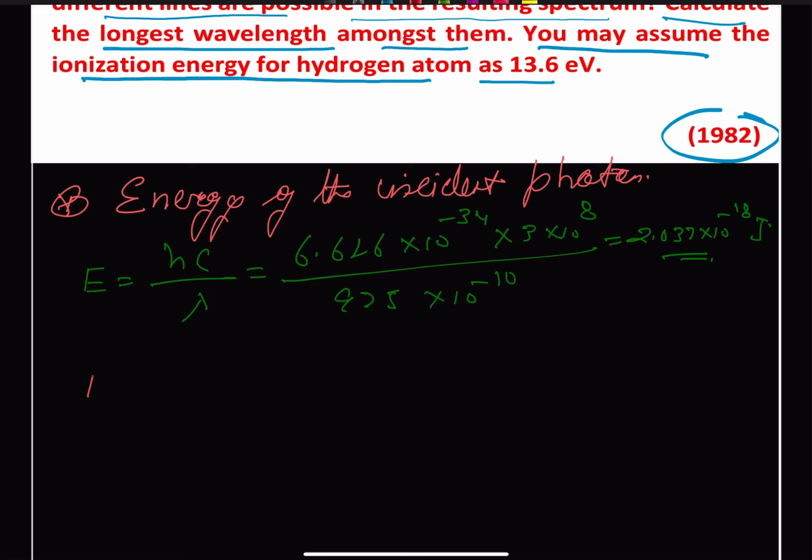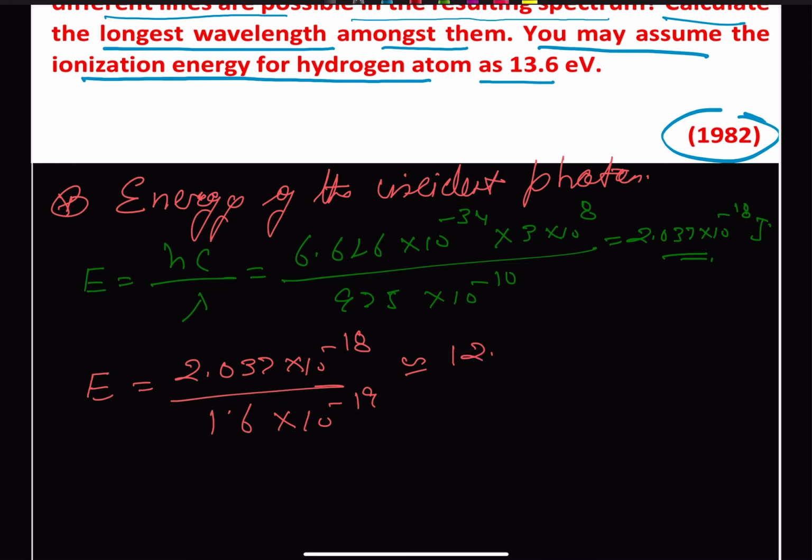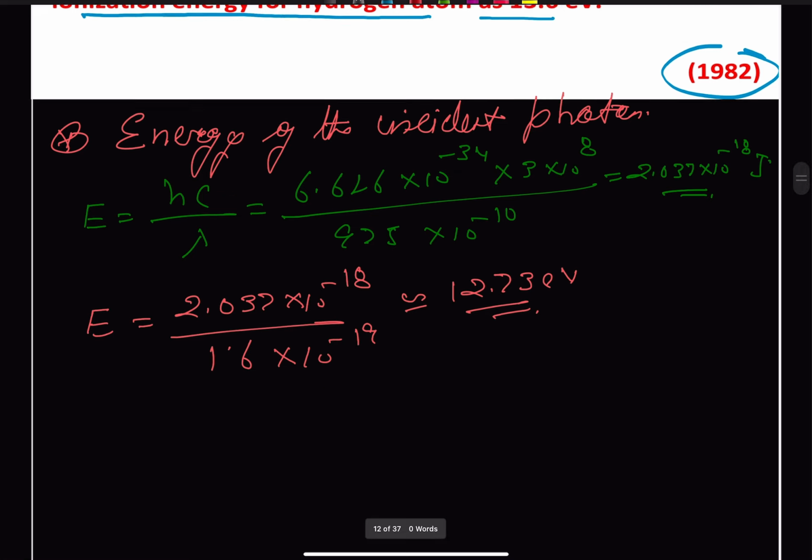So we are going to convert into electron volt. We get E is equal to 2.037 into 10 to the power minus 18 divided by 1.6 into 10 to the power minus 19. This comes as 12.73 electron volt.